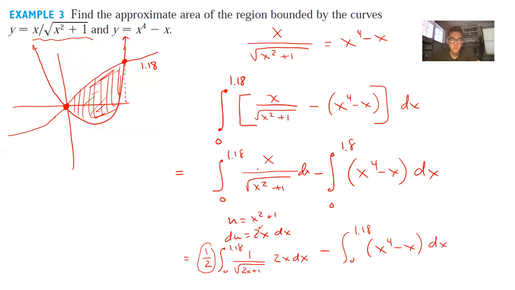Say again? When we're plugging stuff into the x over the square root of x squared plus 1, what are the numbers we're plugging into there? Sure, so the u substitution is going to be x squared plus 1.